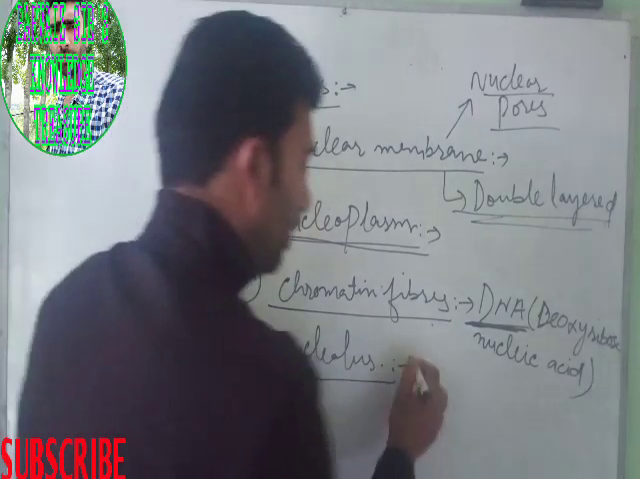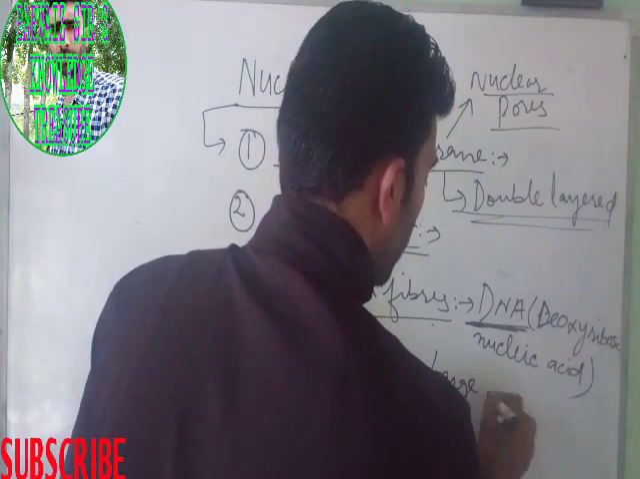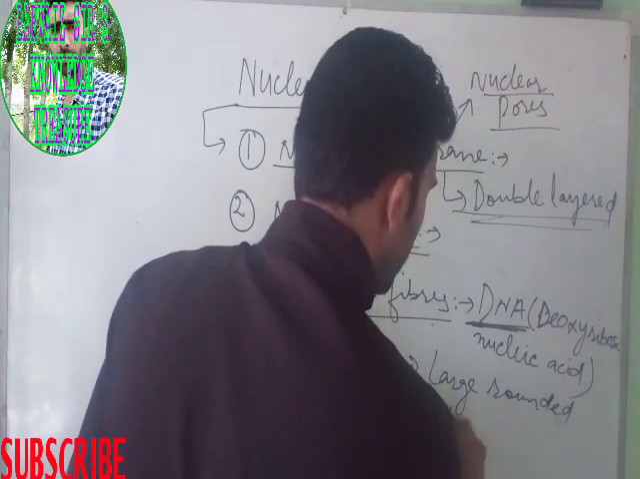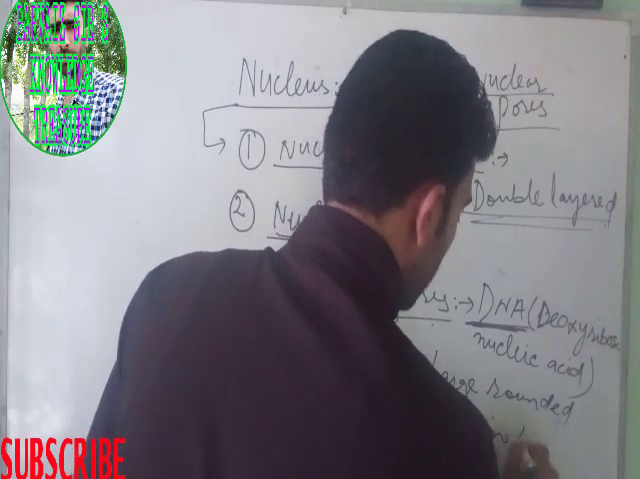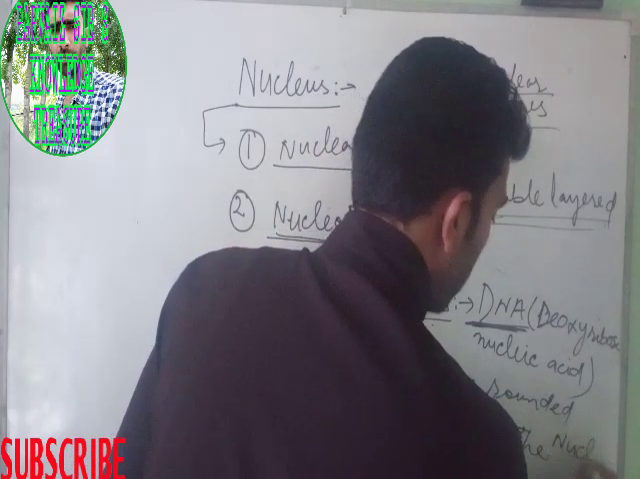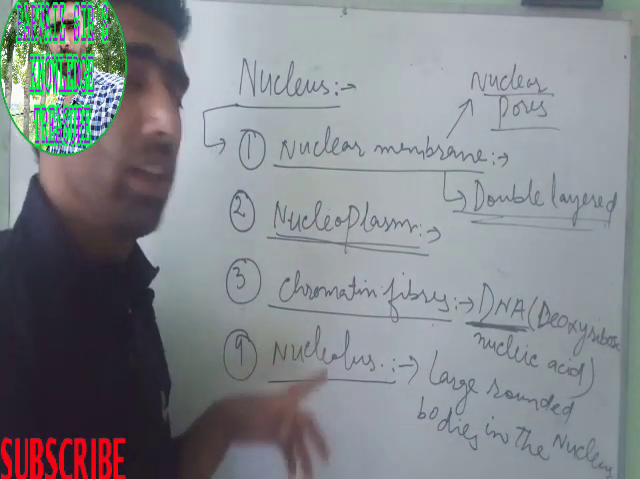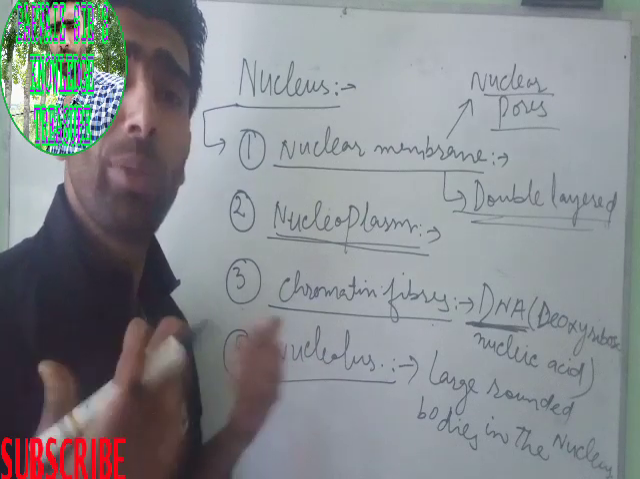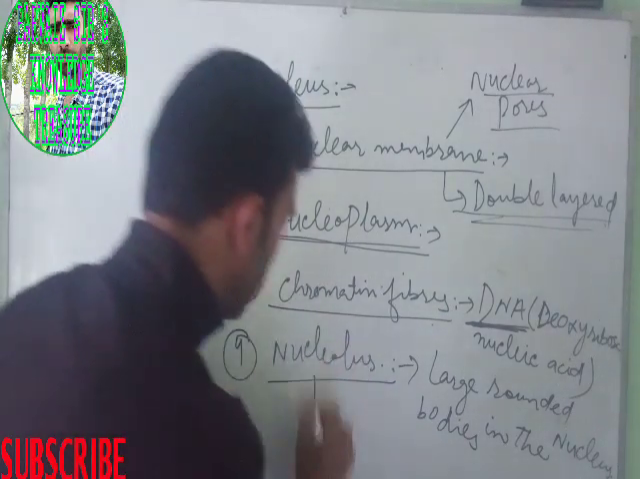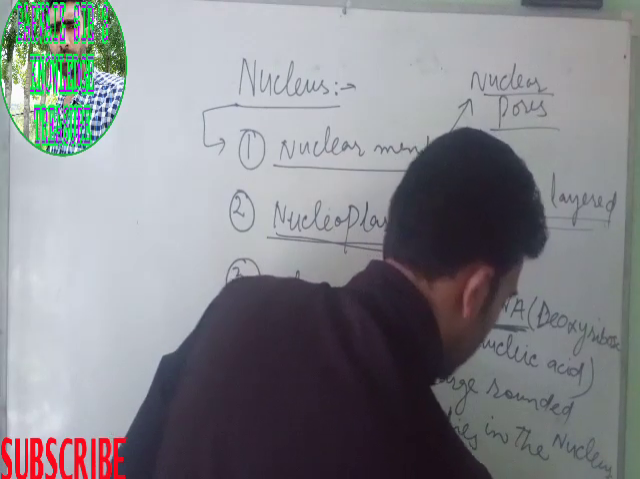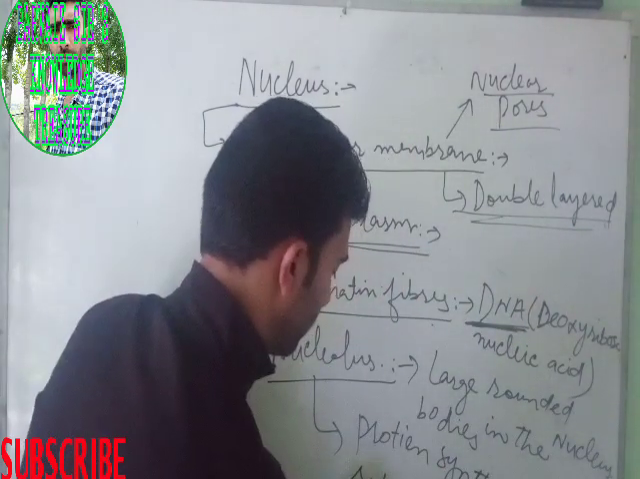Nucleolus. Nucleoli are the large rounded bodies present in the nucleus. Their main function is that they help in protein synthesis and ribosome synthesis.